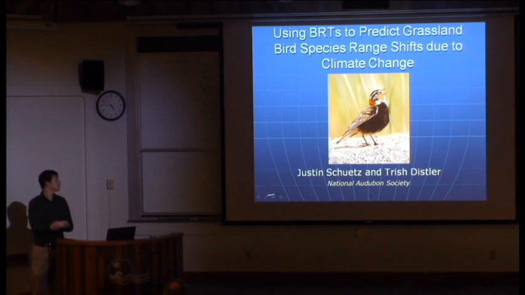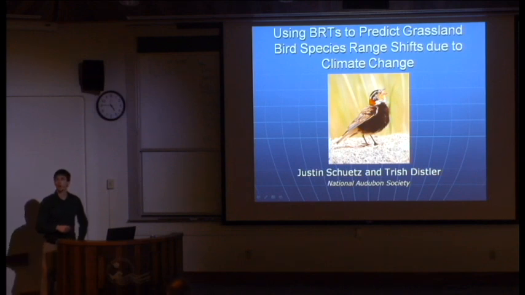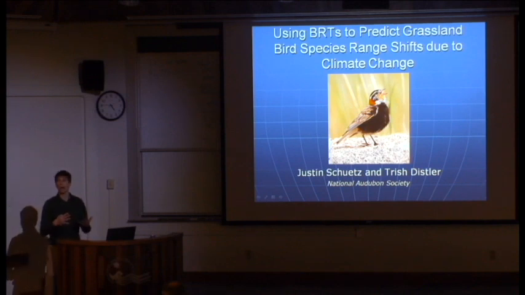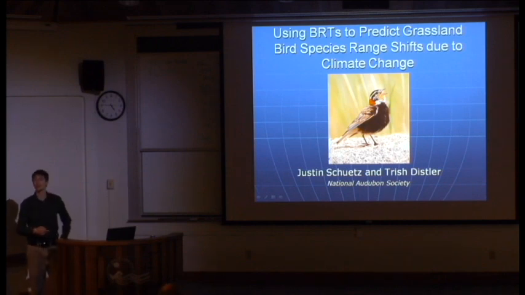I'm going to talk briefly now about some work that my collaborators at the National Audubon Society did right before I got there. It just so happens that they were using boosted regression trees to predict grassland bird species' range shifts due to climate change. So again, this is something dynamic. We know these species are tracking certain climate variables, and if the climate is going to change, how will the distribution of the species be affected? Well, this is another great use for BRTs.